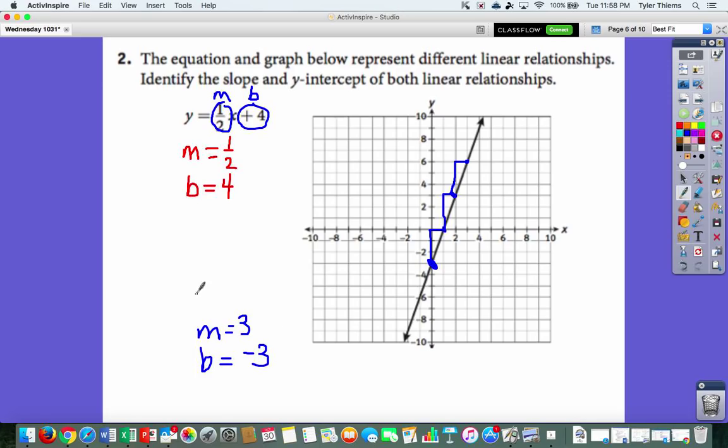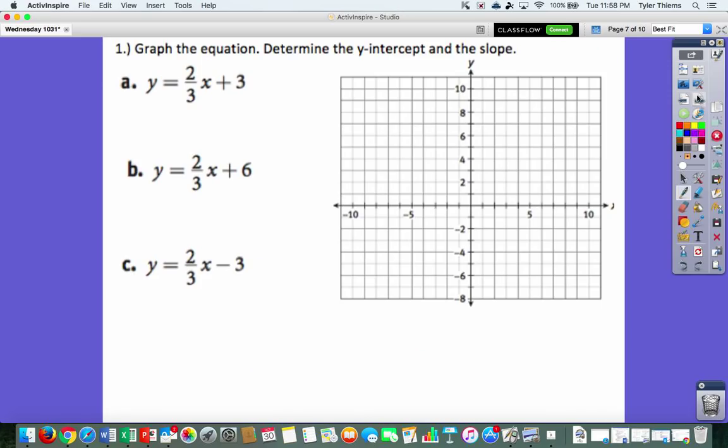So then the equation we would have would be y is equal to our slope, which is 3, x, always put x with your slope, and then your b, or your y-intercept, is -3. So this would be the equation of the graph that's listed here. Let's try some more to practice.